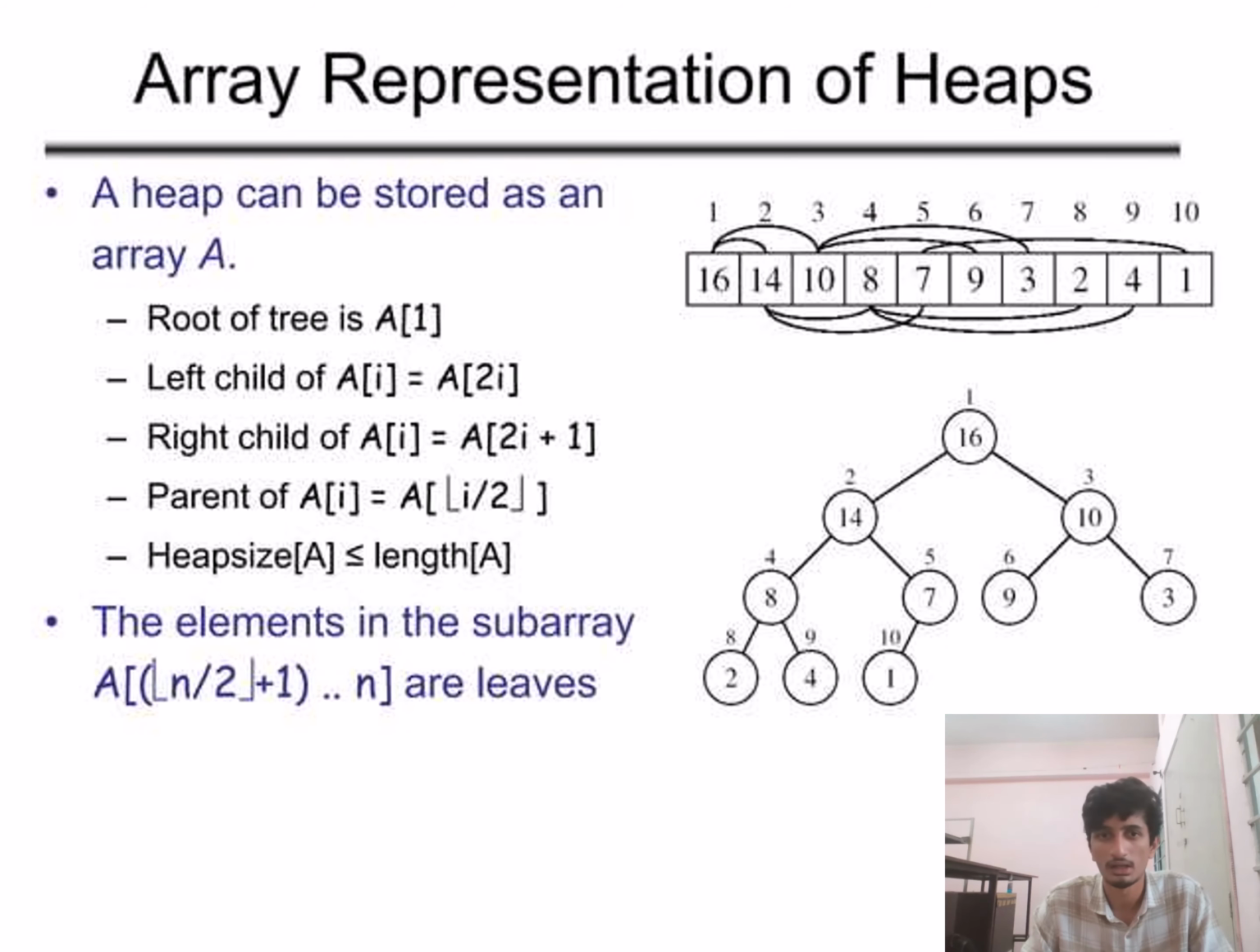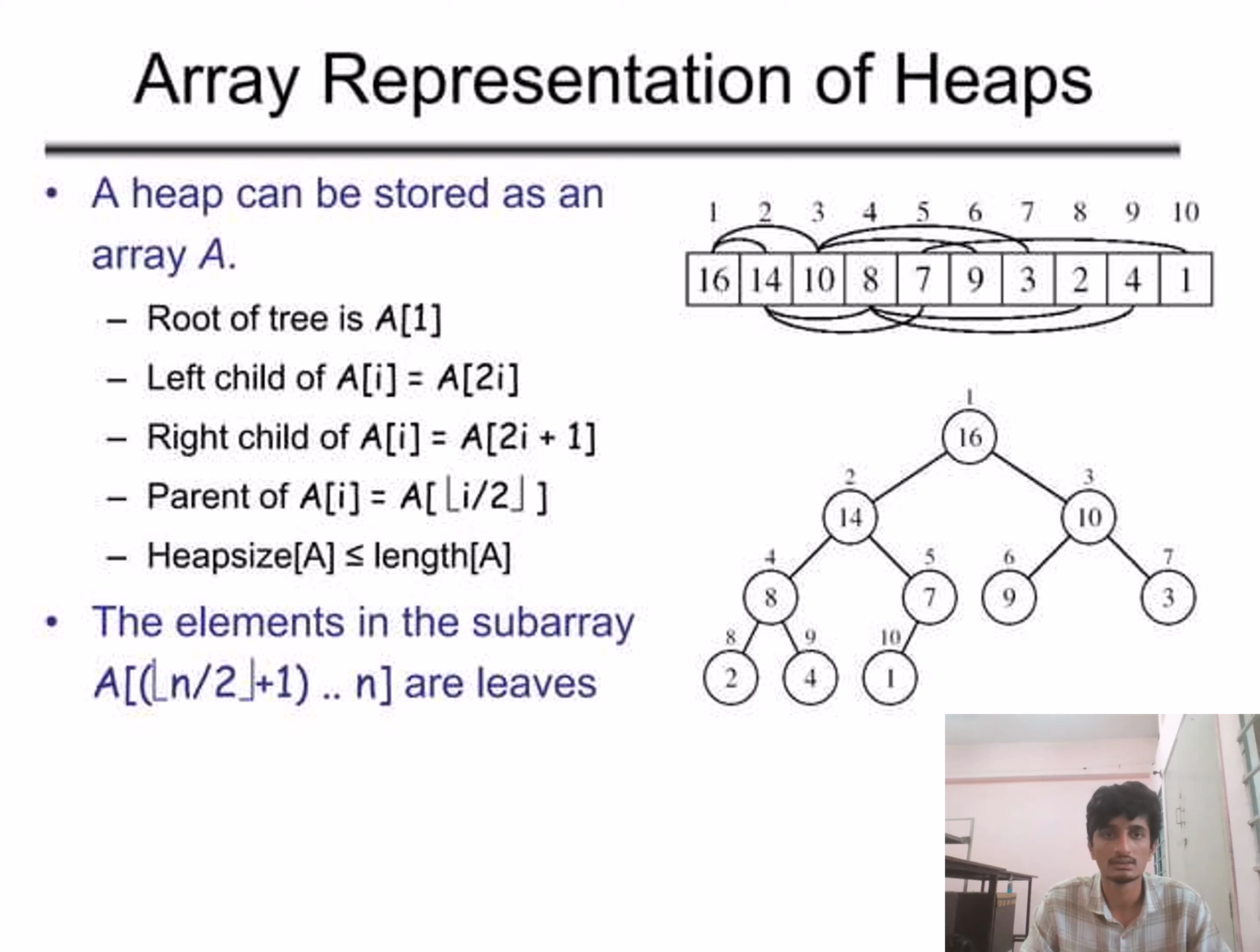The heap can be stored in an array. The root of the tree is A[1], which is 16. The left child is A[2i]. For i equal to 1, 2i is 2, and the left child is 14. The right child is A[2i+1]; 2i+1 is 3, which is 10, the right child. And the parent of i is i/2. For i equal to 2, 2/2 is 1, which is the parent of A[i].